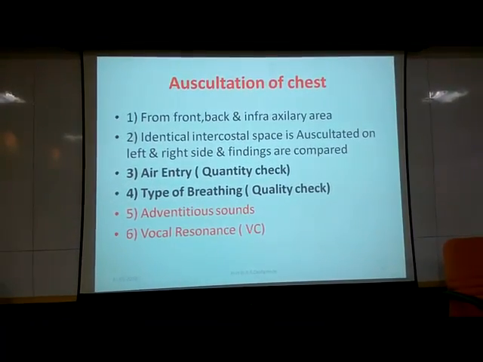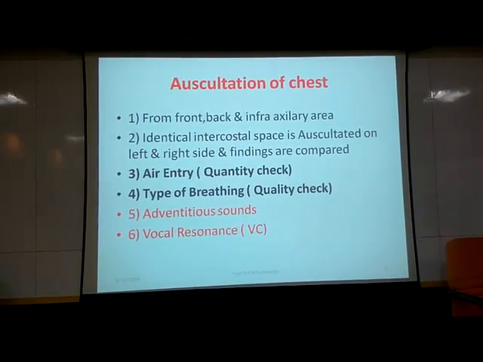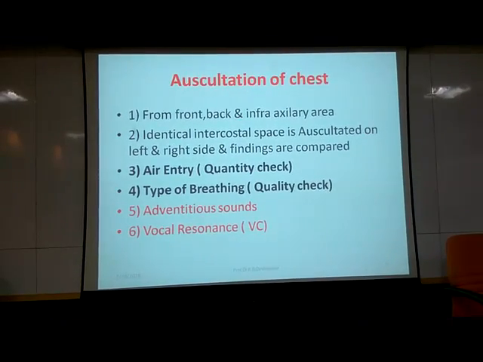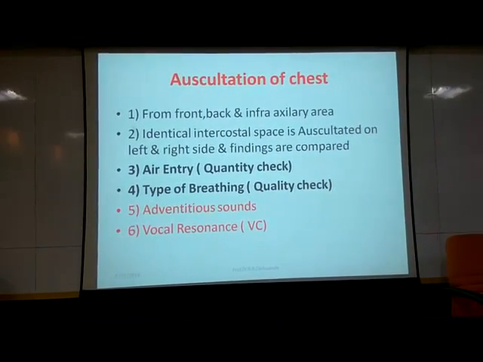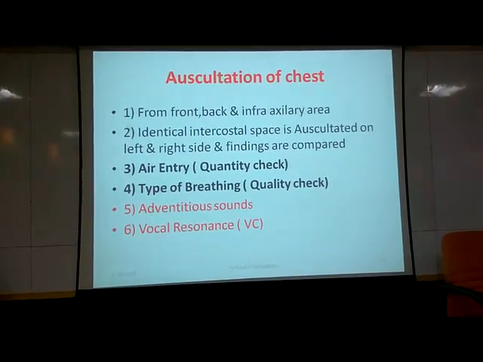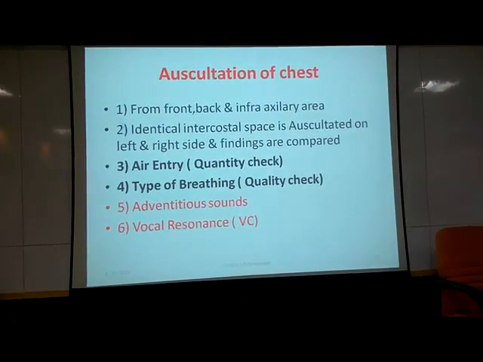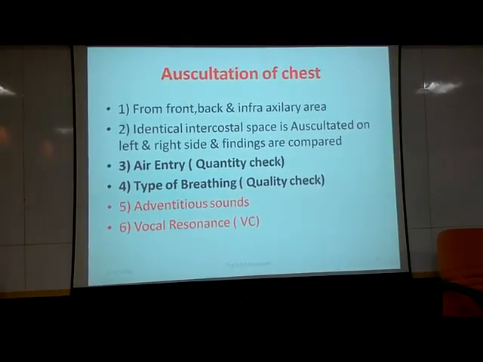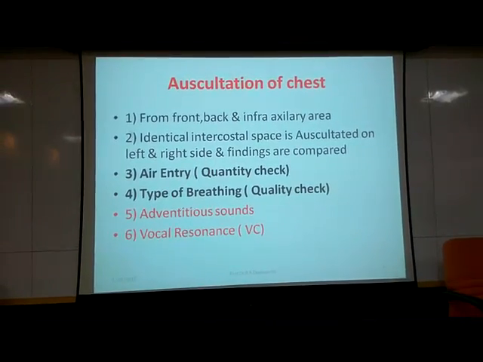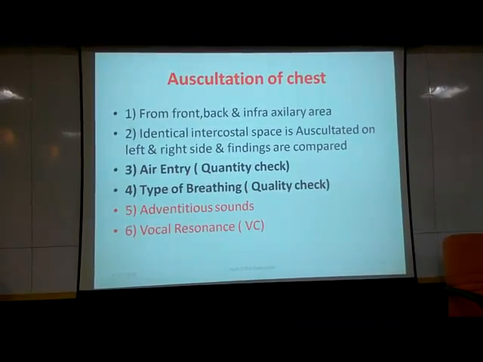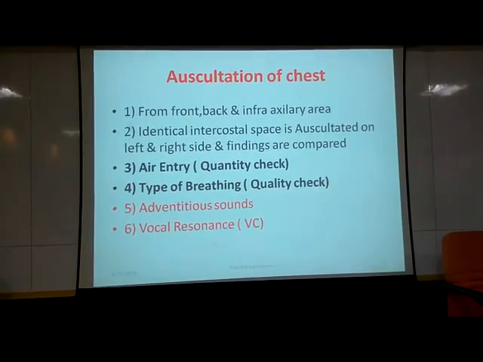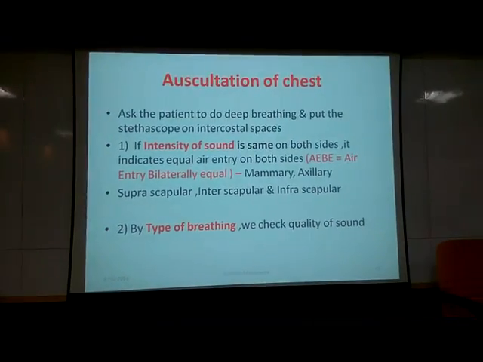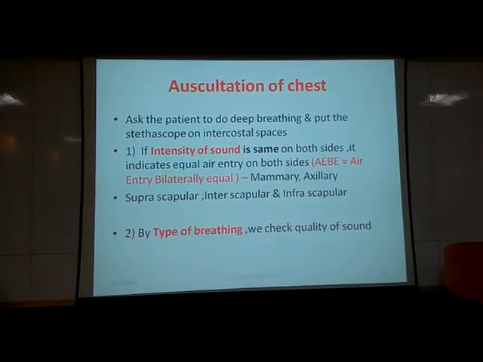Auscultation is very, very important, done with the help of a stethoscope from the front, back and infra-axillary region. Intercostal spaces are auscultated. Air entry is checked, whether it is equal on both sides. Then we are going to see the type of breathing, whether it is vesicular or bronchial. Then we are going to see adventitious sounds. And lastly, we are going to check the vocal resonance, that is VR. If the intensity of the sound is the same, that is called AEBE, air entry bilaterally equal.